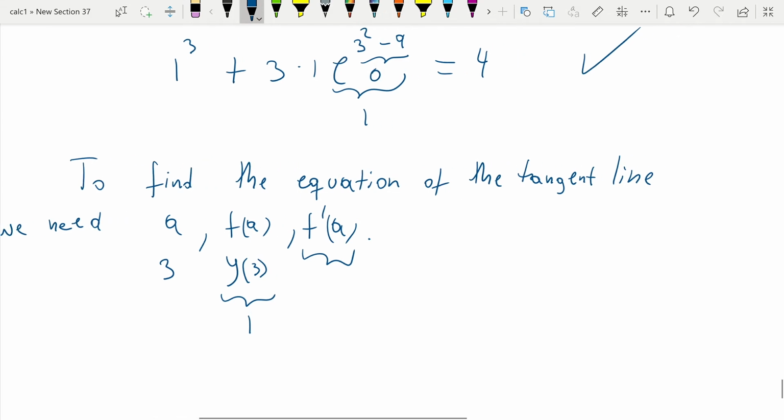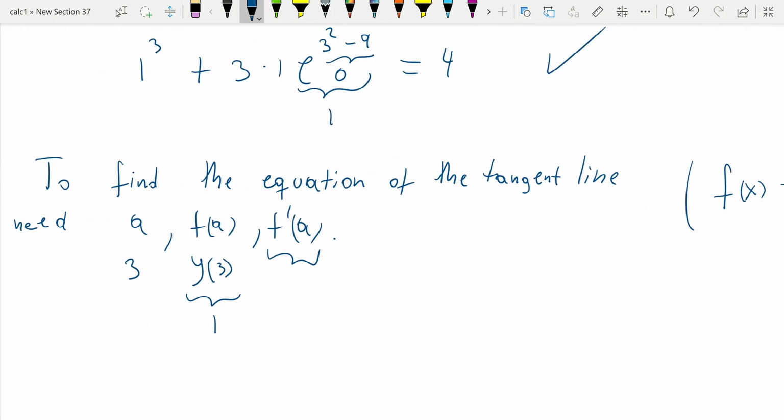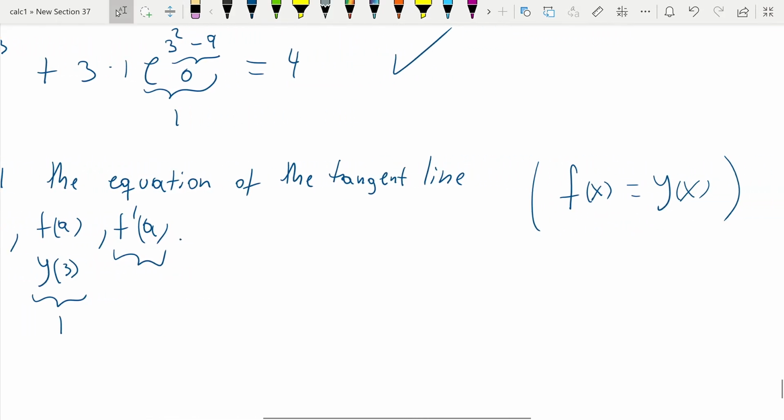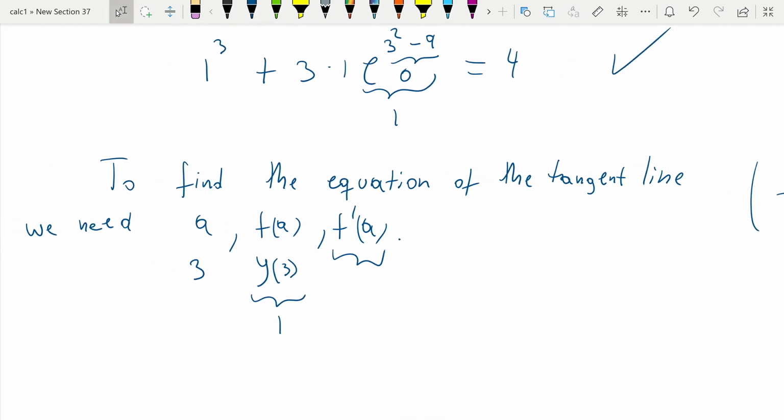So remember here, f of x is y of x. And to find the derivative, we just proceed like we did in the previous problem, and then we'll be done, just remembering the steps of finding the equation of the tangent line.